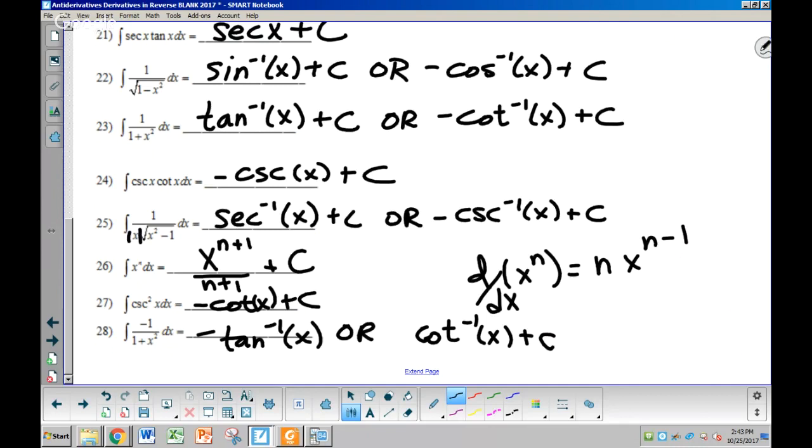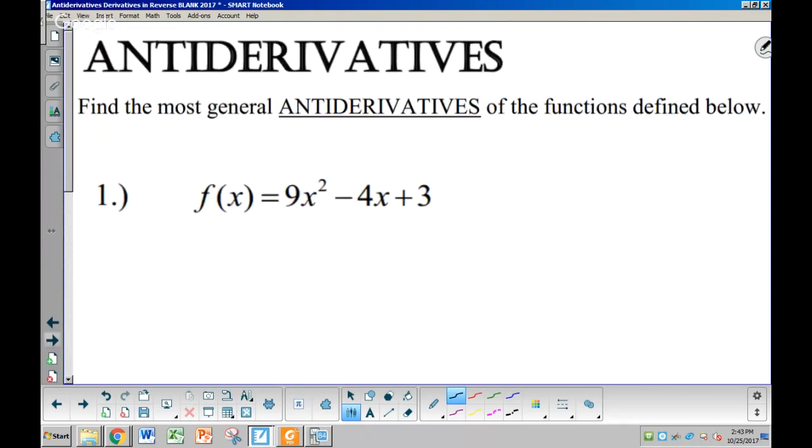Yeah. Move right along. Now this is your homework sheet. I'm going to do number 1. We're going to find the antiderivative. I'm going to label it capital F for antiderivative. I'm going to raise this power 1 and divide by 3, so 3x to the third. If I were to take this derivative, what do you get?